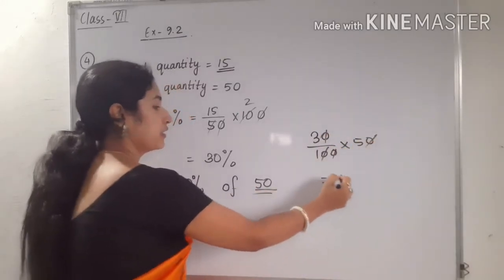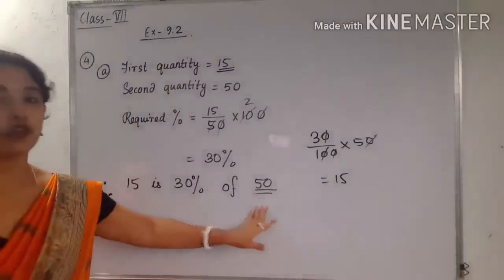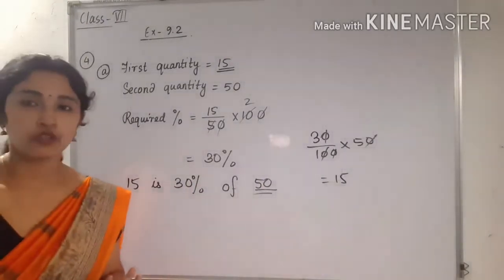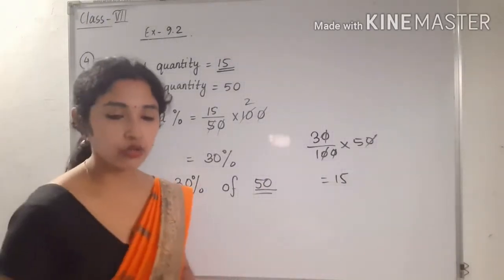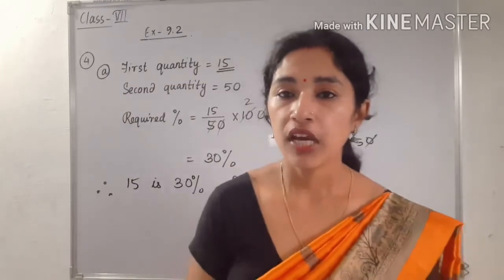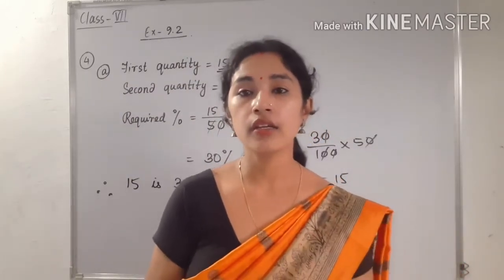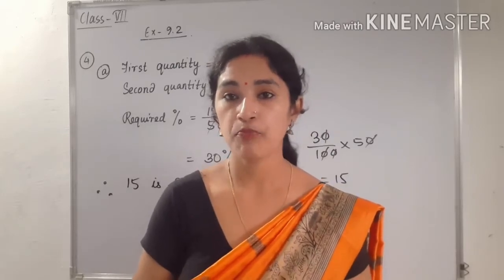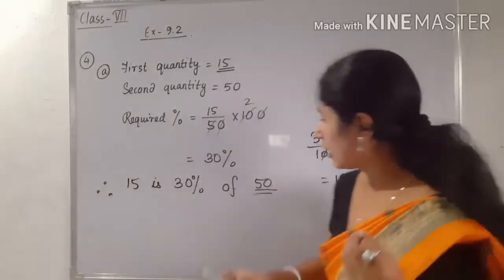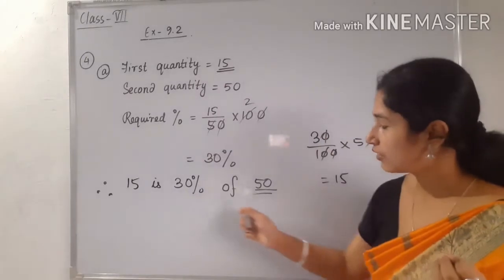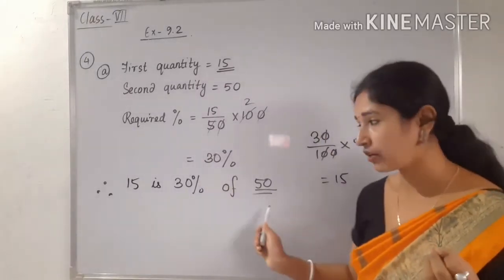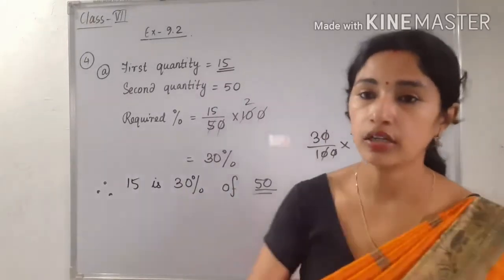See, 3 5s are 15. So 30% of 50 will be how much? This will be 15. So the whole meaning, I already told you, is that here we are relating one quantity with the second quantity in terms of percentage. So when we take 30% of the second quantity, we can easily find the first quantity.